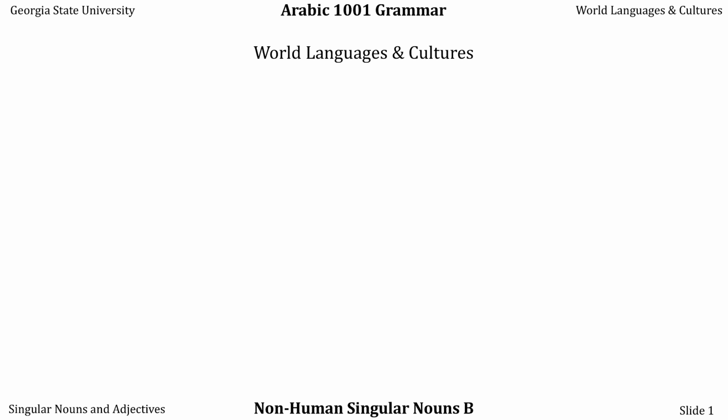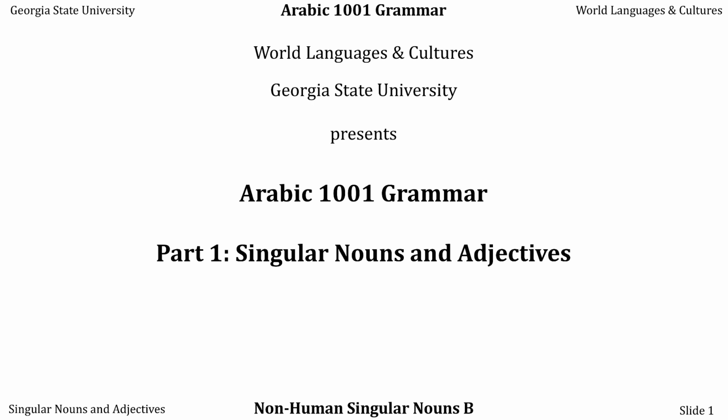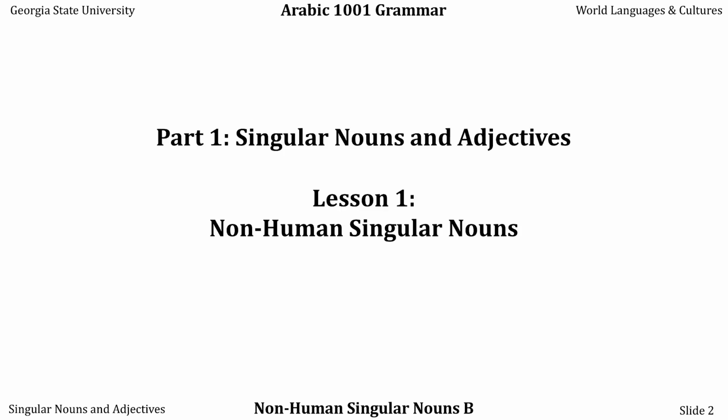The Department of World Languages and Cultures at Georgia State University presents Arabic 1001 Grammar. In this first part of the course, we will address singular nouns and adjectives. In this lesson, we are addressing non-human singular nouns, and this is the second of 3 sections of this lesson, in which we will address feminine nouns.